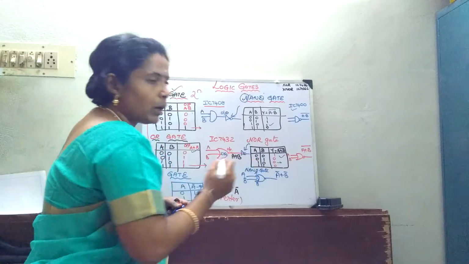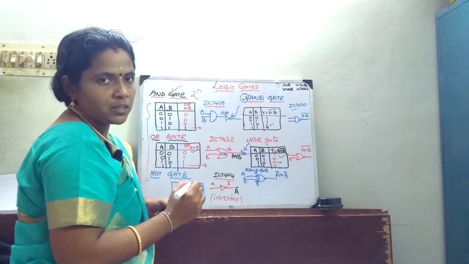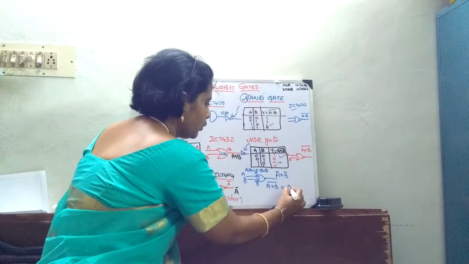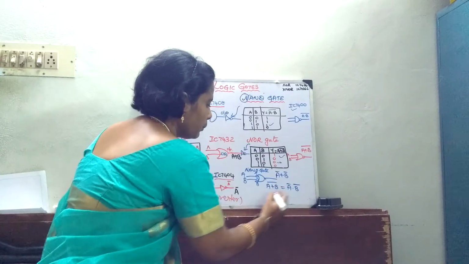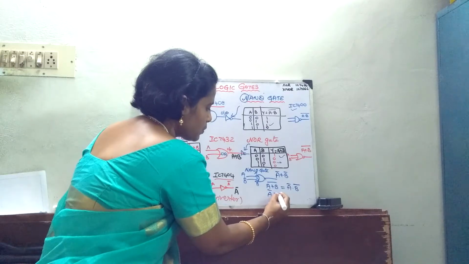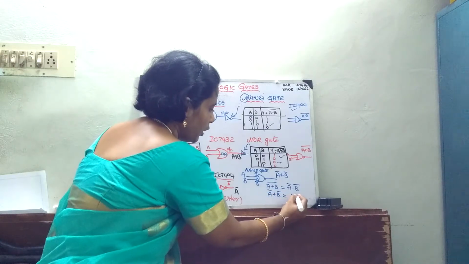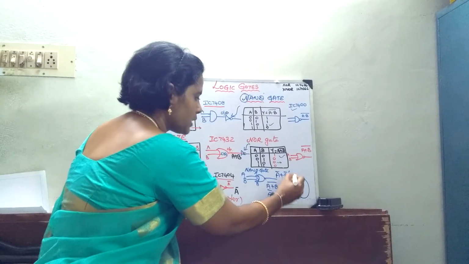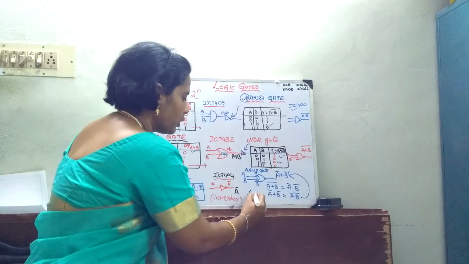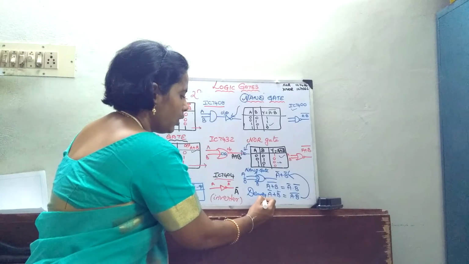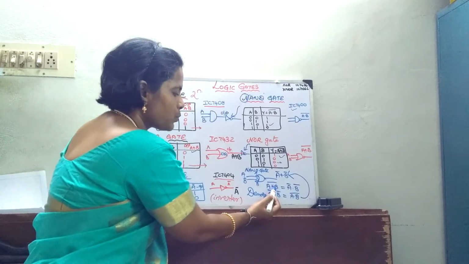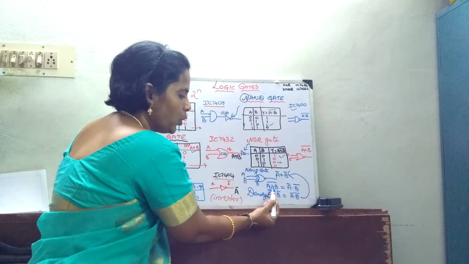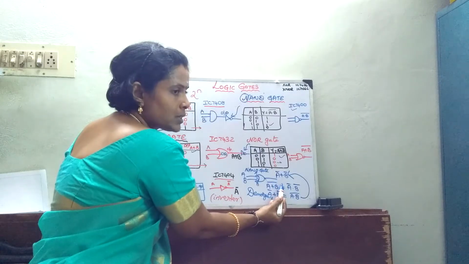Now I am going to apply De Morgan's law. So what is De Morgan's law? A plus B the whole bar is equal to A bar into B bar, or A bar plus B bar is A dot B the whole bar. So now this expression applies here. A plus B the whole bar is A bar into B bar. What you have to do in De Morgan's law is change the sign and split the complement.